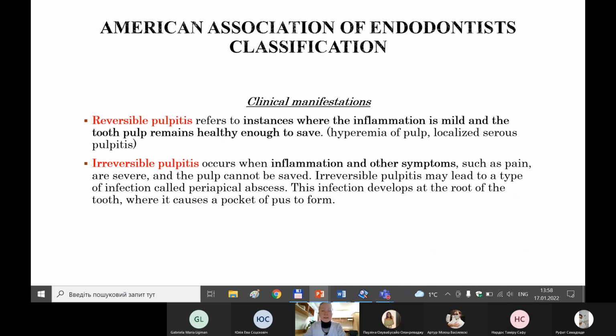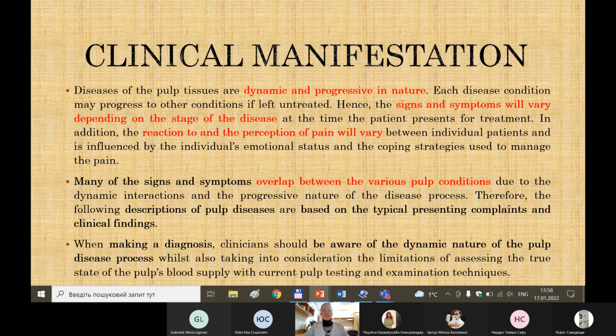Reversible pulpitis means that these teeth will have treatment without root canal therapy, preserving the pulp integrity. Irreversible pulpitis means that treatment for this disease will be endodontic treatment of root canals. So basically, they classify according to the treatment strategies, but not to the clinical findings, unlike in our Ukrainian classification. Okay, so we move to the clinical manifestation of pulpitis.